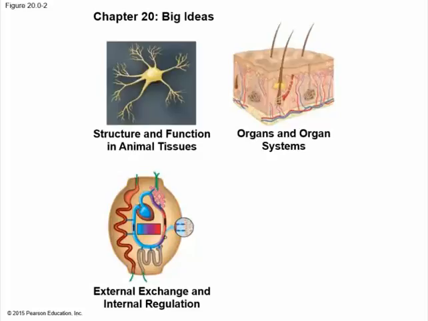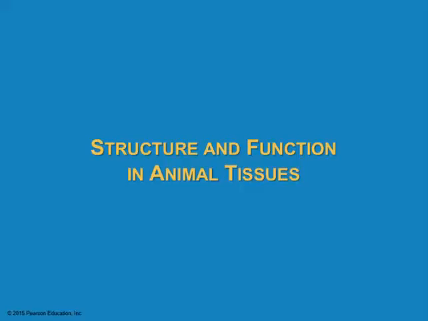Number 1, structure and function in animal tissues. Number 2, tissues combine to form organs, which in turn combine to form organ systems. And last but not least, how the body regulates its internal environment through external mechanisms and internal mechanisms. Tissues comes first.